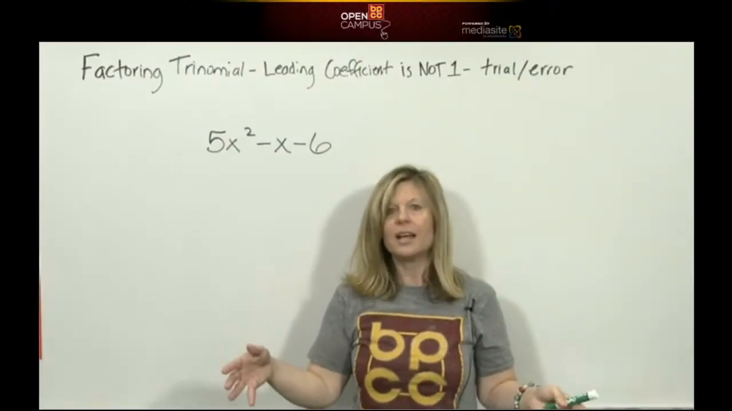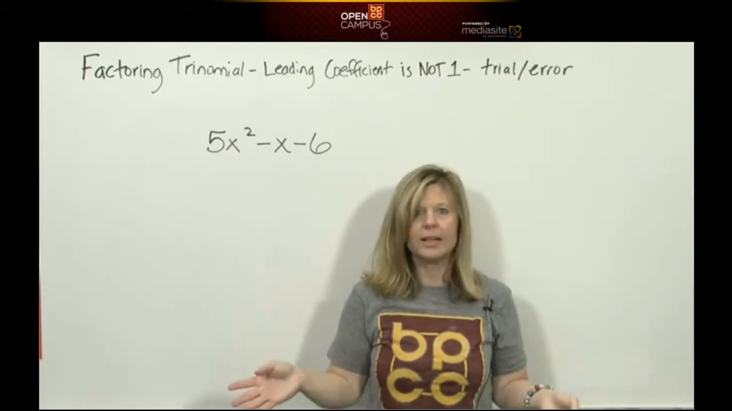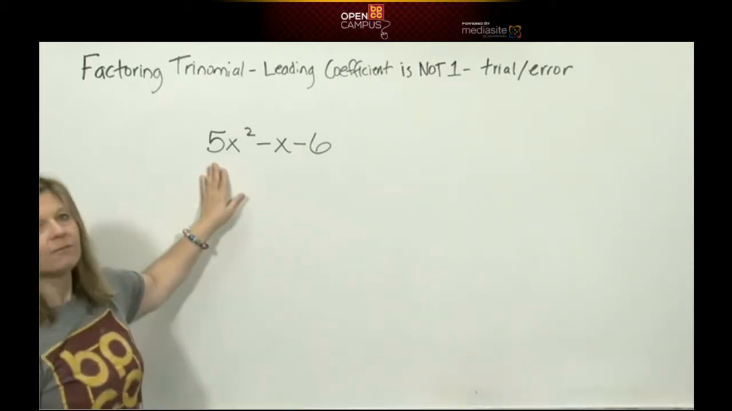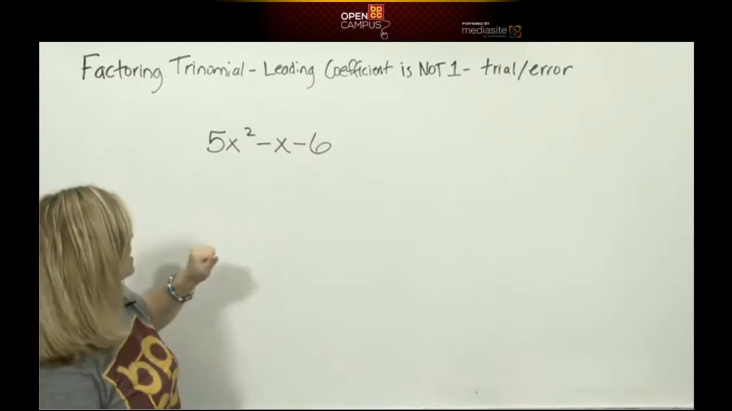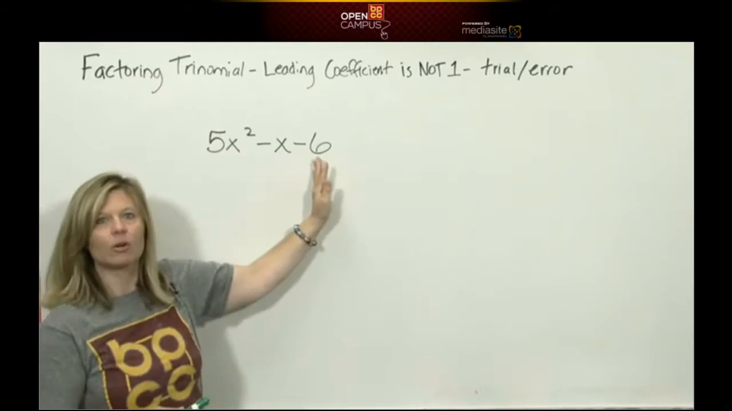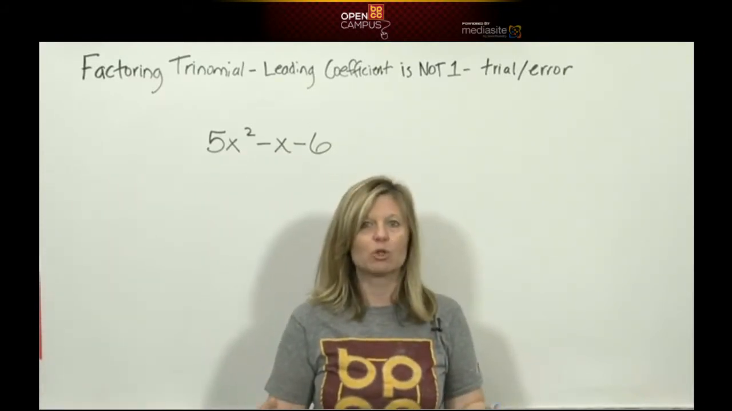Okay, our job today is to factor a difficult trinomial expression whose leading coefficient is not the number 1. So here is my expression, 5x squared minus x minus 6. Obviously, it's a trinomial, 1, 2, 3 terms. Obviously, it's already written in the correct descending order. I want to factor it. I want to rewrite it as multiplication.